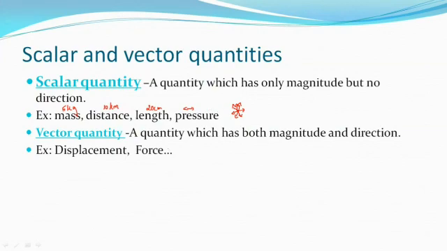Next, vector quantity. A quantity which has both magnitude and direction. Examples are displacement and force. Displacement has a direction, children. What is meant by displacement? The shortest distance from one place to the other place. Now, suppose I ask you, what is the shortest distance from your house? Teacher, you have to go this way, and then come back to the school. You have to show the direction if you're telling me the shortest distance.